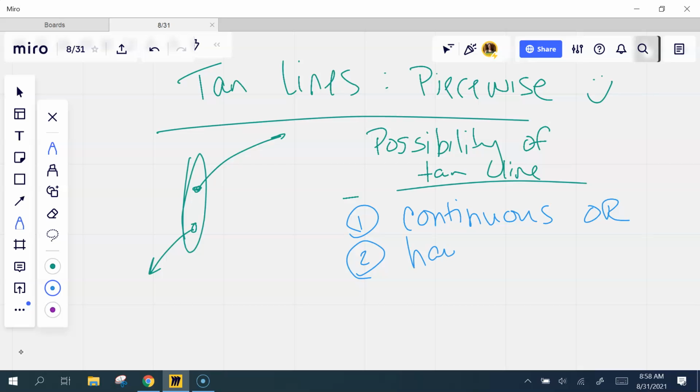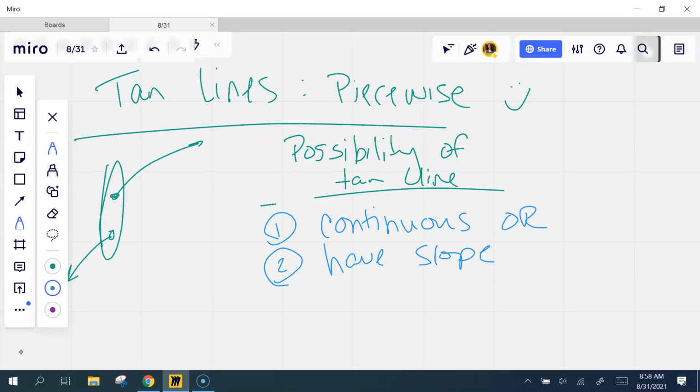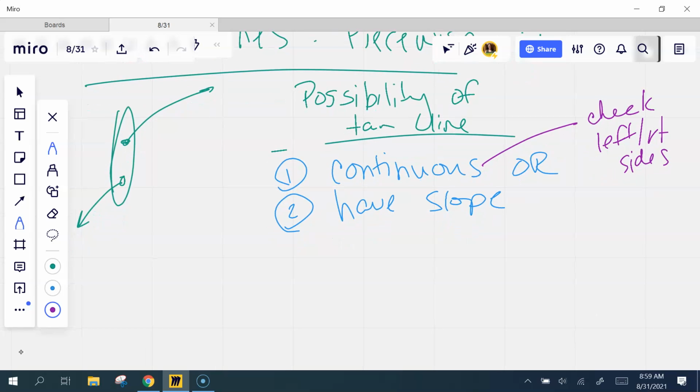Okay, so it's got to be continuous, or it should have a slope. And for this, your biggest thing is to check the left and right sides, because I'm talking about piecewise. Kind of, yeah. It might also be, unless it has an exclusive point in it, right? Well, then it would have a slope. Let's look at an example.